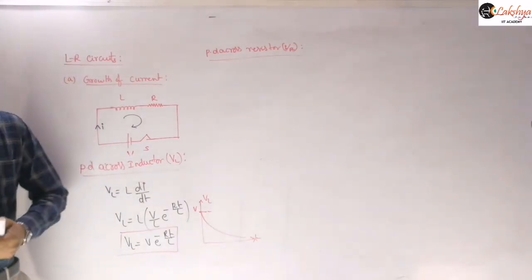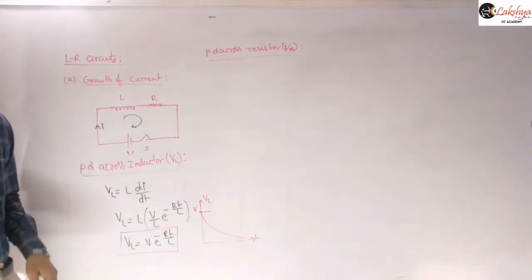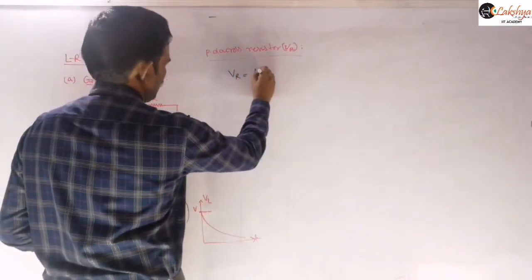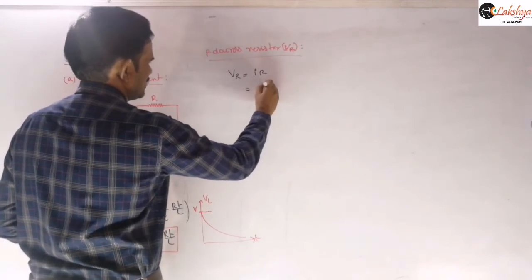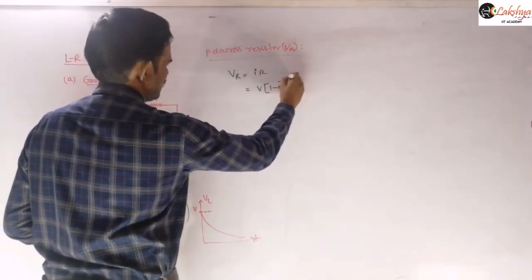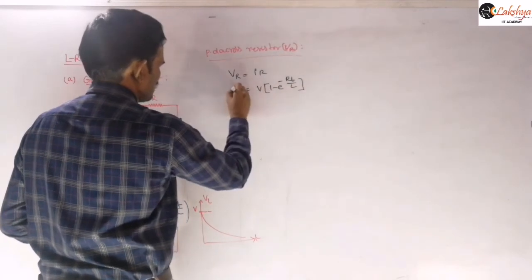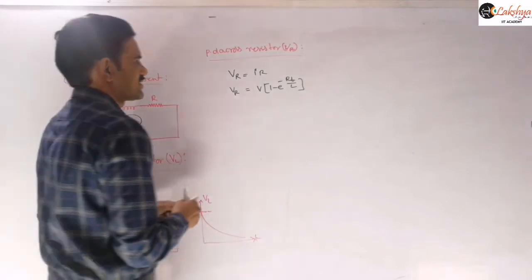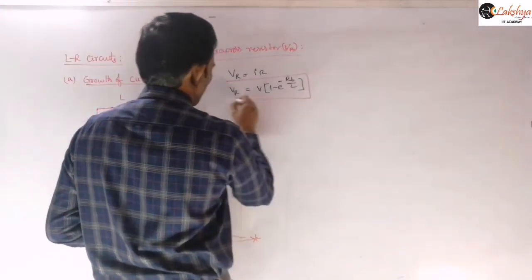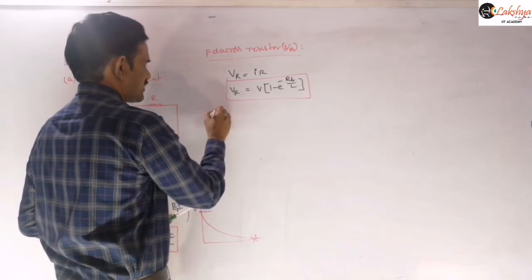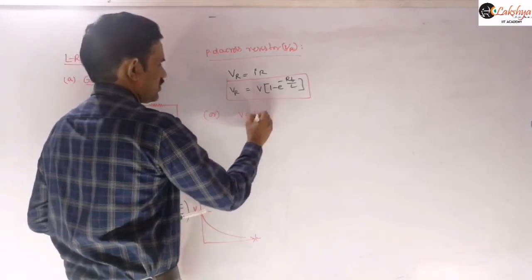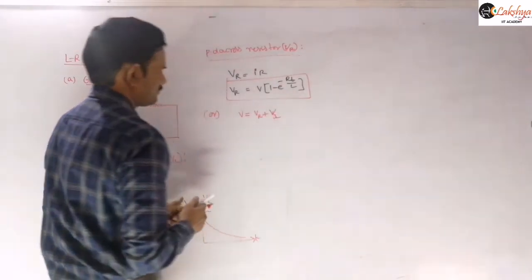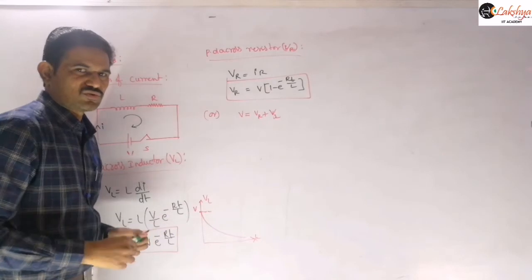Potential difference across the resistor simply you can write as IR, right? So VR is equal to I into R, which is nothing but V into 1 minus e power minus RT by L. This is the potential difference across this resistance. Instead of writing like this, you can also write V is equal to VR plus VL.